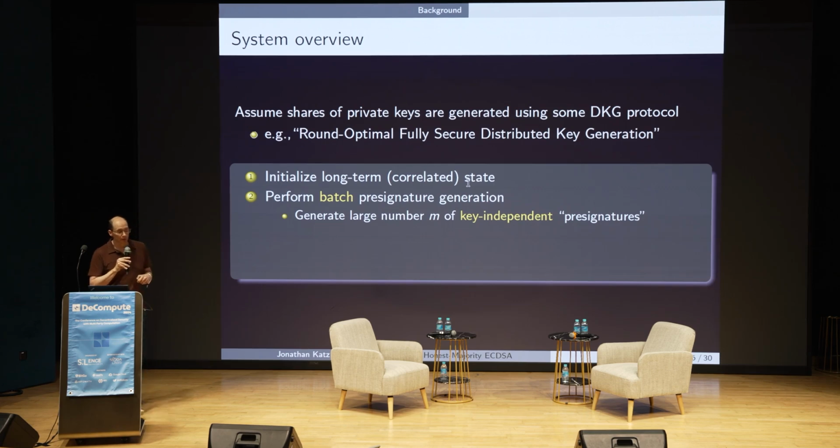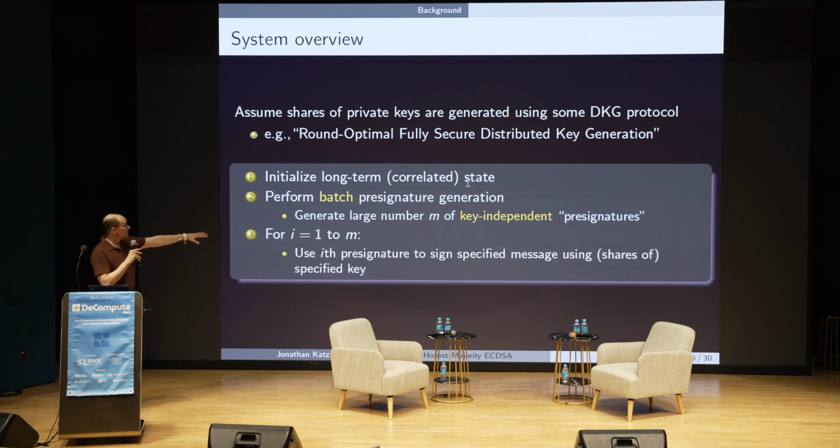In a lot of the prior work, especially in the dishonest majority setting, when you generate these pre-signatures, they're tied to a particular key. So you generate a pre-signature for key number 7, and then you can only use that pre-signature to sign a message using key number 7. Whereas key-independent pre-signatures give you the ability to generate pre-signature information that can then be used to sign with any of the keys that this network is holding.